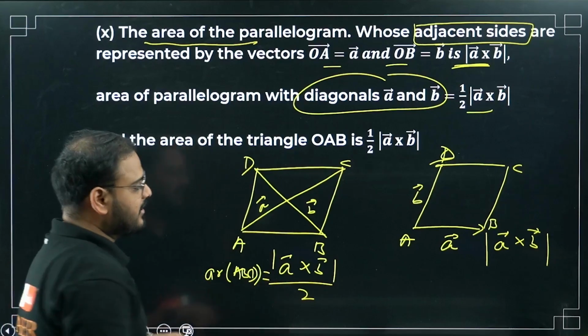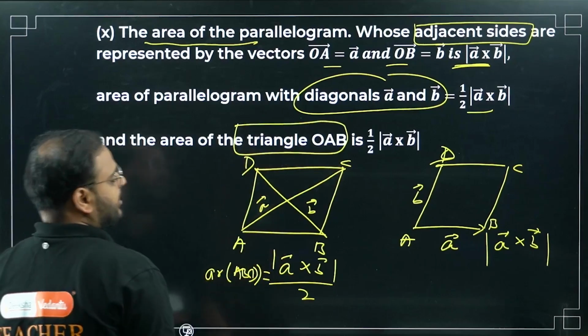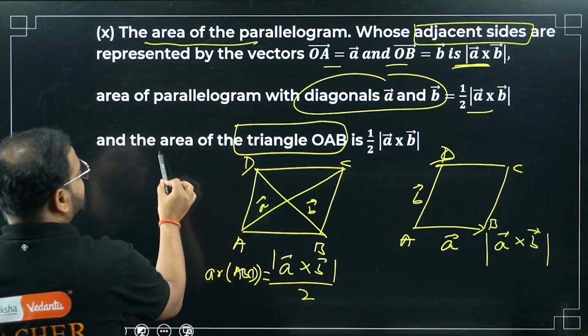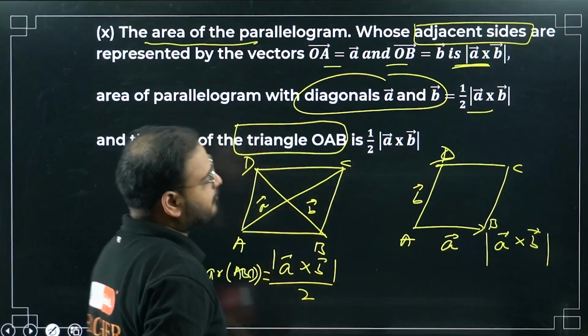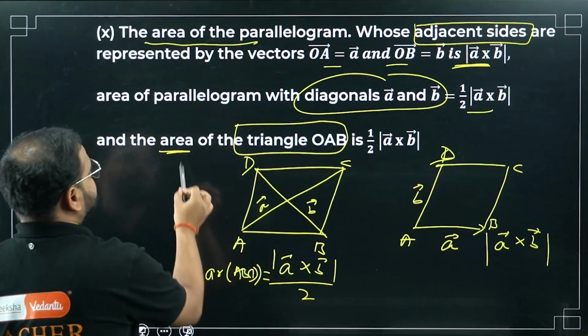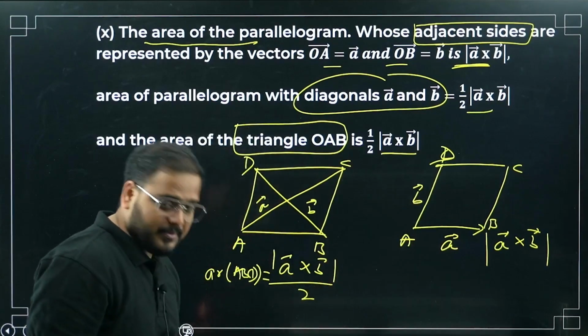What about the triangle? If I have a triangle like this, where the sides are given like this, the area will be half of A cross B again. For a triangle also you write the same condition, half of the magnitude of A cross B, sir.